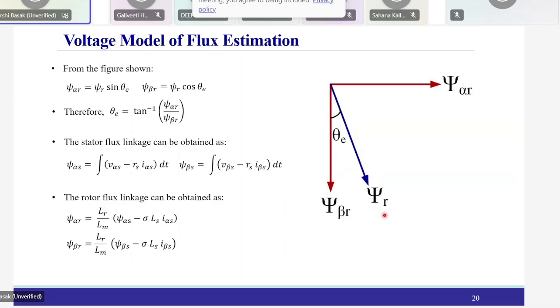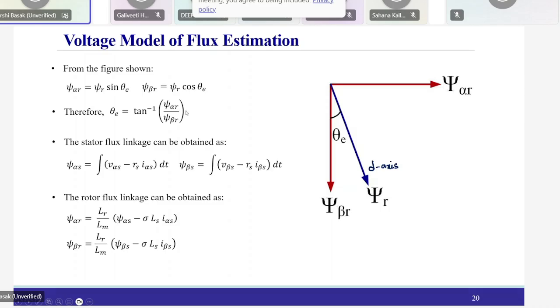So therefore, what we try to do is align the d-axis to this position. To achieve that, we will first of all adopt the voltage model for flux estimation. So from this figure, we have psi alpha r, and we have psi beta r.